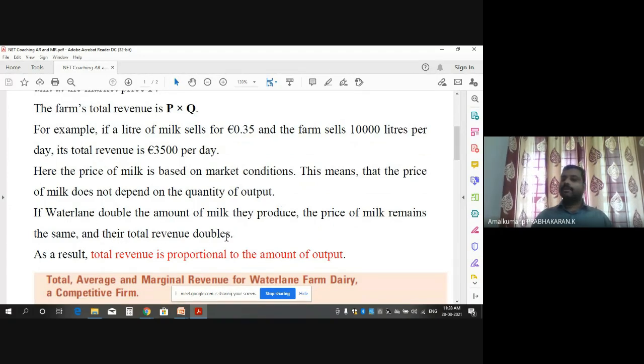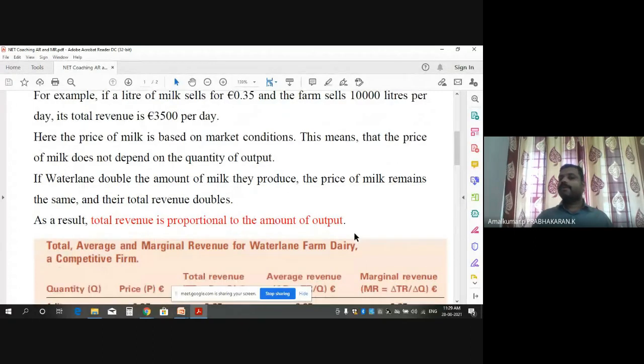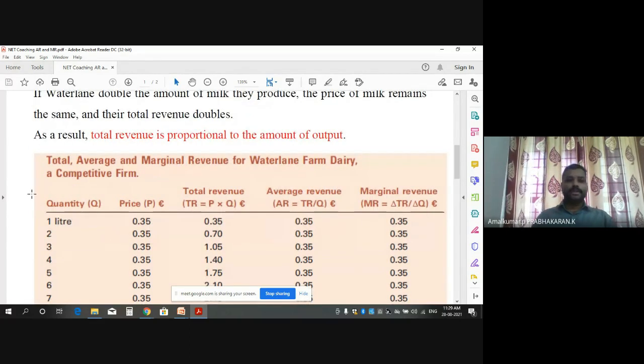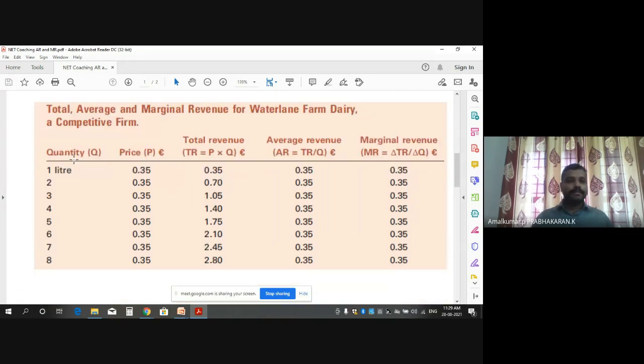As a result, the total revenue is proportional to the amount of output. This is very important: total revenue is proportional to the amount of output. These are some calculations of the total revenue, the average revenue, and the marginal revenue of that particular dairy farm company.